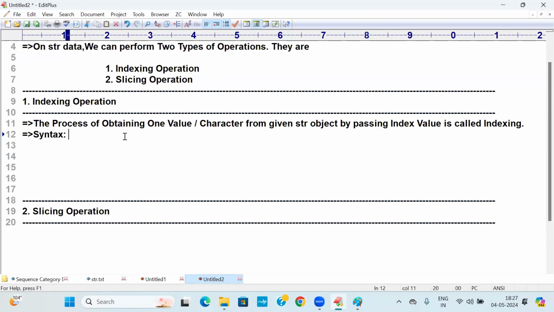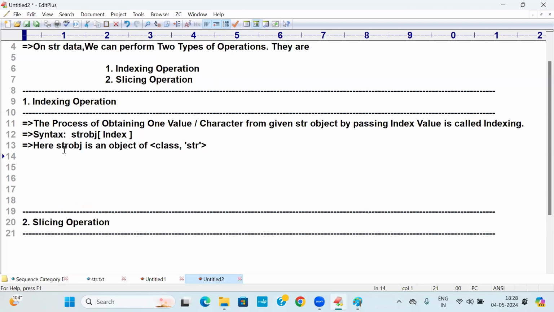Syntax, I'm going to start. What is the syntax here? strobj, open square bracket, index, close square bracket. Then here I am writing the description. Here strobj is an object of the class called str. Are you able to follow?